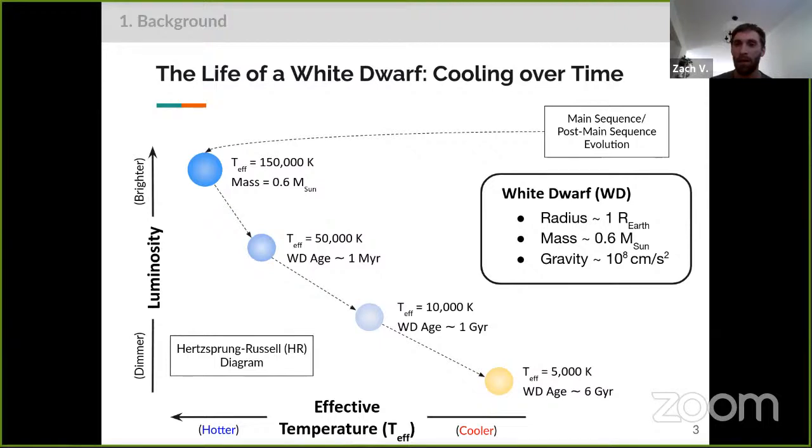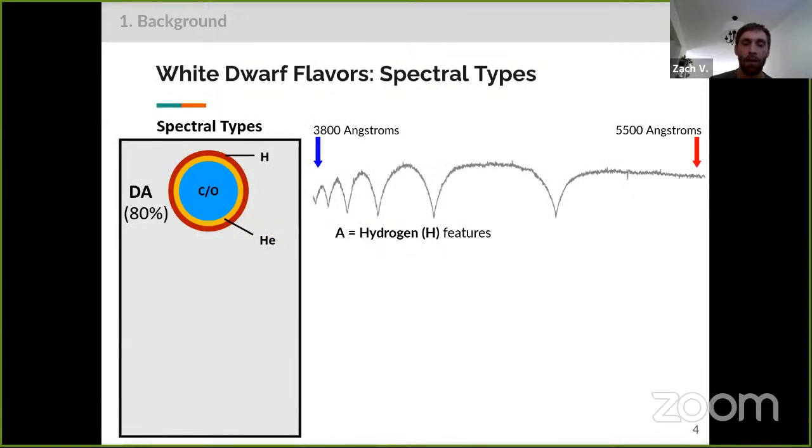Because they're supported by electron degeneracy pressure, they are actually very compact objects with radii comparable to the Earth, but masses comparable to the Sun. Surface gravity is like 100,000 times what we experience here on Earth. And they've been used in a lot of really interesting ways throughout astrophysics. And they also come in a lot of different flavors. I'm just going to go through a few of the ones that I'll be referring to a bit today.